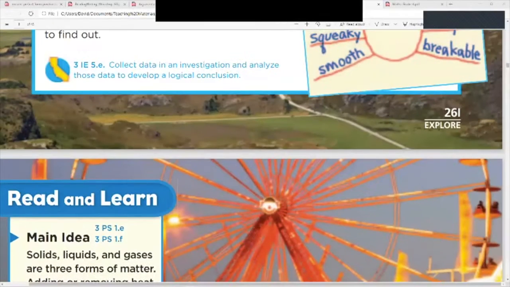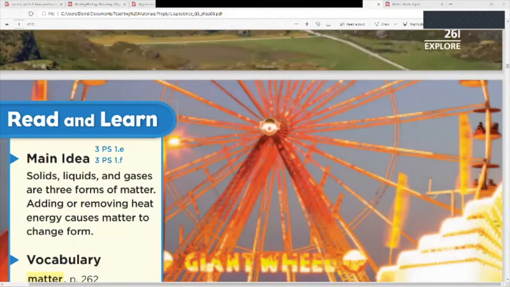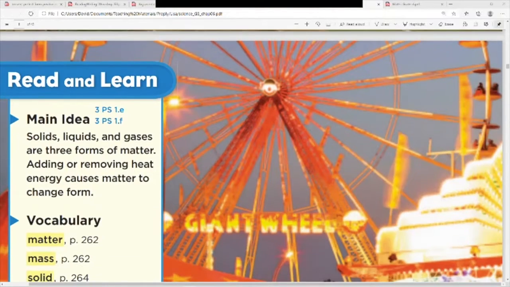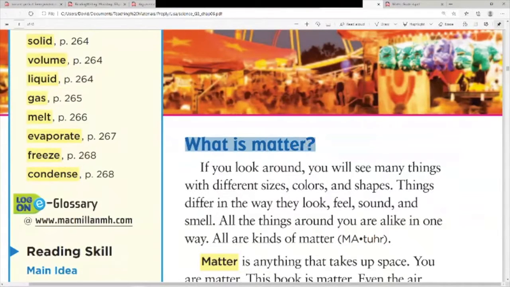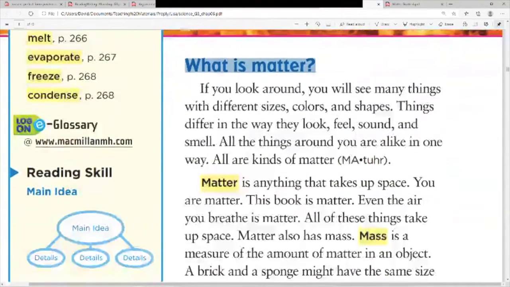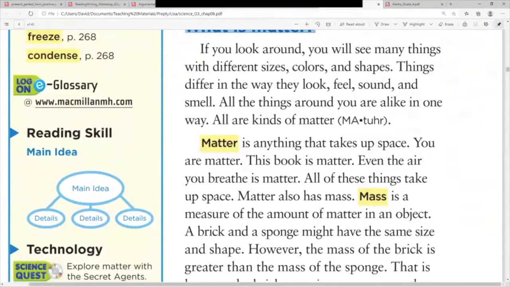Okay, so we're going to move on to our science chapter now. The big subject for today is matter. What is matter? You know that word, right? Could you read this for me, please? Starting with "If you look around."